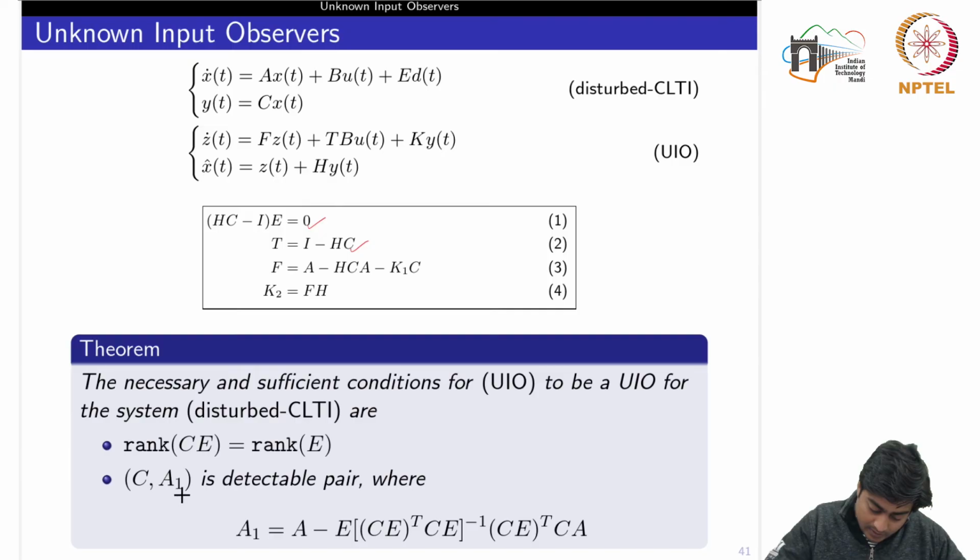Now if the A1, C pair is detectable, where this one is A1, meaning to say F would definitely be a Hurwitz matrix. Okay, now this equation we can also compute: whatever F we have obtained from here and H from the first equation, multiplying these two matrices would give me K2. So basically we have computed all these four equations, and the necessary and sufficient condition for solving these equations is this one.